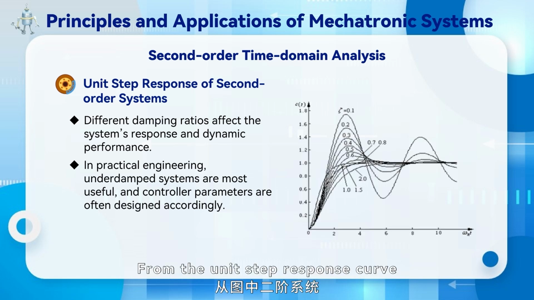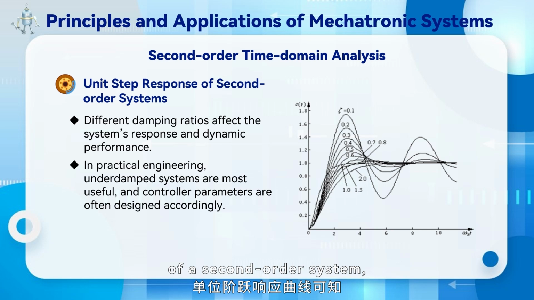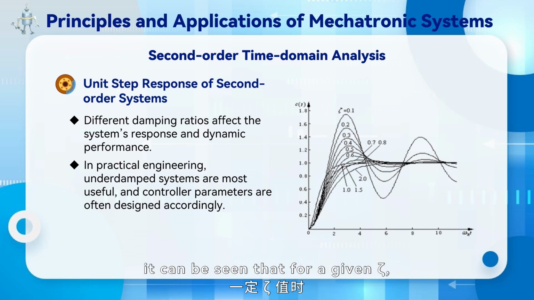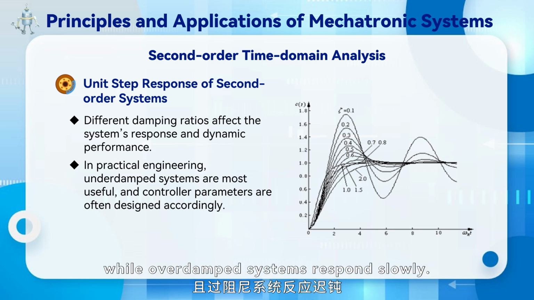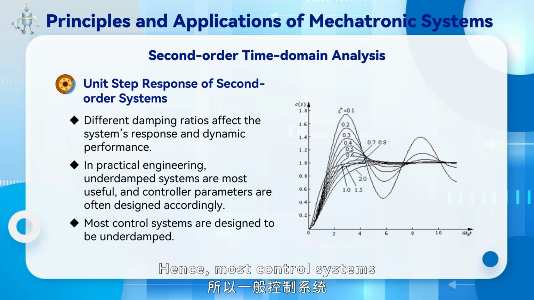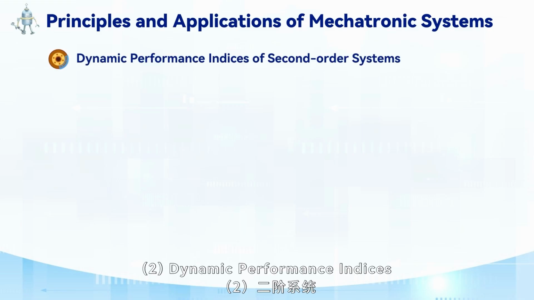From a unit step response curve of a second-order system, it can be seen that for a given zeta, underdamped systems reach the steady-state value faster than critically damped systems, while overdamped systems respond slowly. Hence, most control systems are designed to be underdamped. 2. Dynamic performance indices of second-order systems.